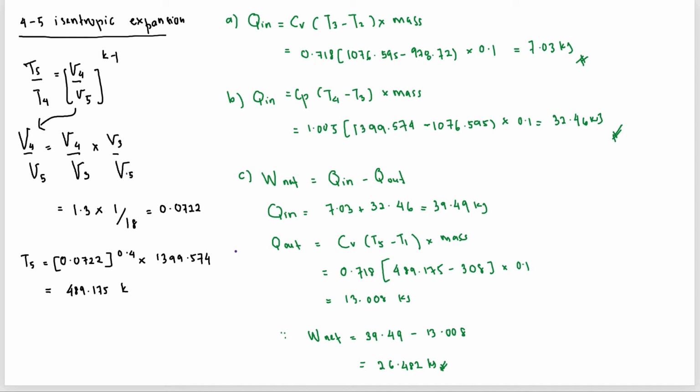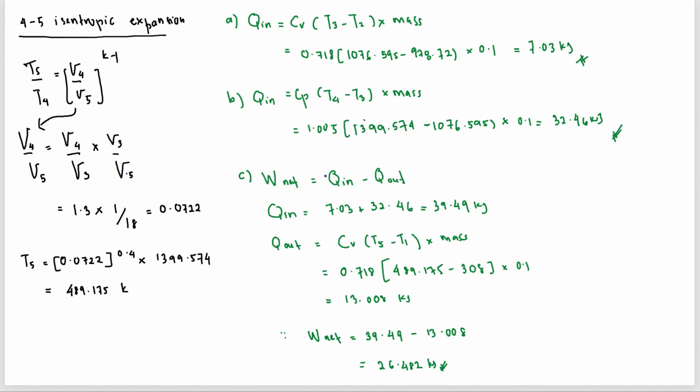When we get all the temperatures at each state, then we can find questions A, B, C, D, and E. For question A, find the heat addition at constant volume. This is the formula and this is the answer. Question B, heat addition at constant pressure. This is the formula and this is the answer.